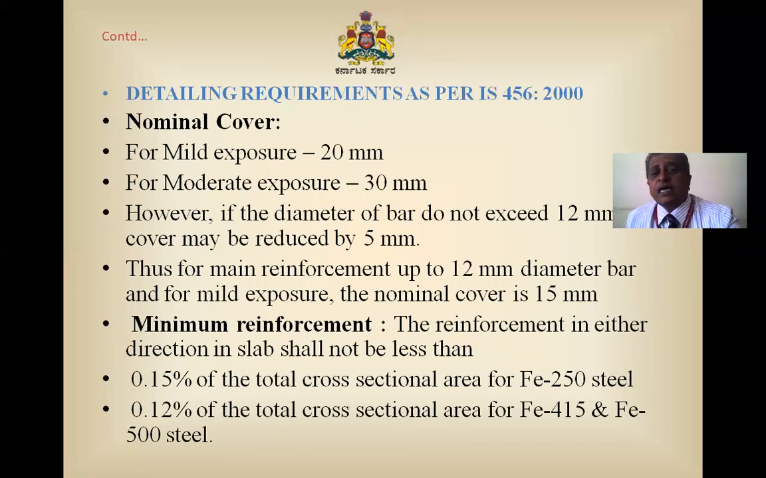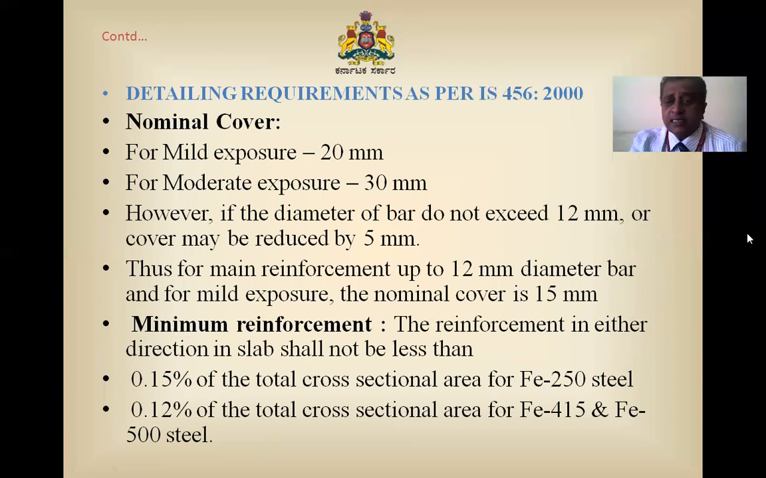So, detailing requirement as per IS 456-2000. The nominal cover for mild exposure is 20 mm, moderate exposure 30 mm. However, if the diameter of the bar doesn't exceed 12 mm, then the cover may be reduced to 15 mm, 5 mm can be reduced. Thus, for main reinforcement up to 12 mm diameter, in mild exposure, the nominal cover shall be 15 mm and effective cover shall be half of the diameter added to it.